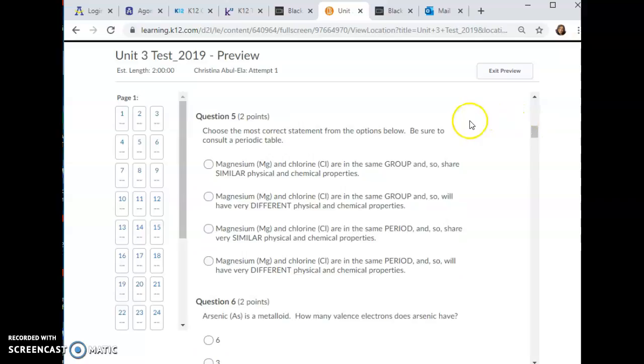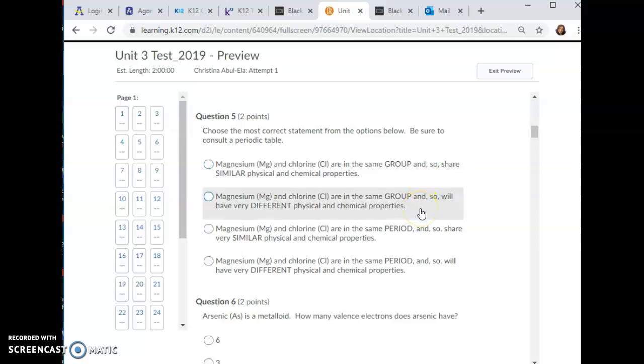Question 5. Choose the most correct statement from the options below. Be sure to consult a periodic table. Magnesium and chlorine are in the same group and so share similar physical and chemical properties.